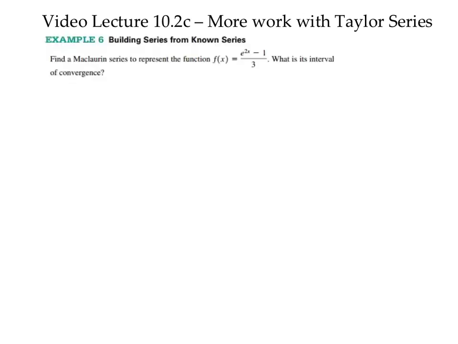So here's our problem. I'm going to do this in a sequence of small steps. First, I'm going to start off with the Taylor series for e to the x. Then I'm going to substitute 2x in for x, subtract 1 from the result, and divide the whole thing by 3. All right, start off with e to the x.